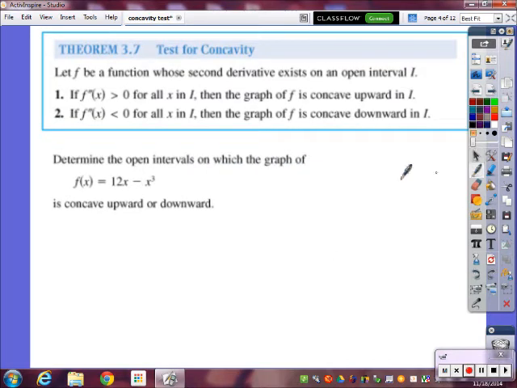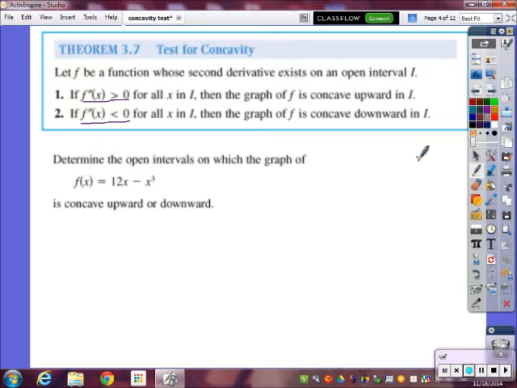The test for concavity is defined as: let f be a function whose second derivative exists on an open interval I. If f double prime of x is greater than 0, so if the second derivative is positive for all the x values in the interval, then the graph of f is concave upward in the interval. And if the second derivative, f double prime of x, is less than 0, so if it's negative for all the x's in the interval, then the graph is concave downward. So basically, this is similar to testing for intervals of increase and decrease of a function. It's just now our conclusion will be whether a function is concave upward or downward.